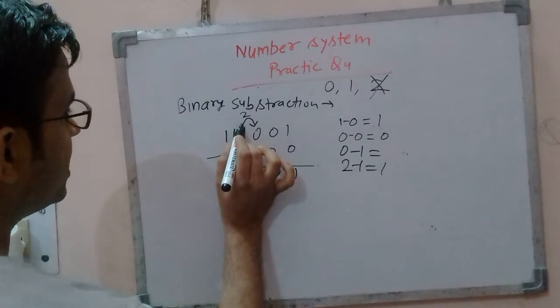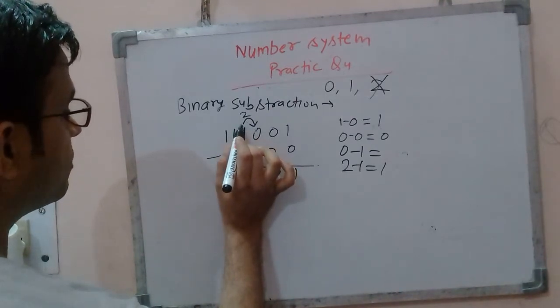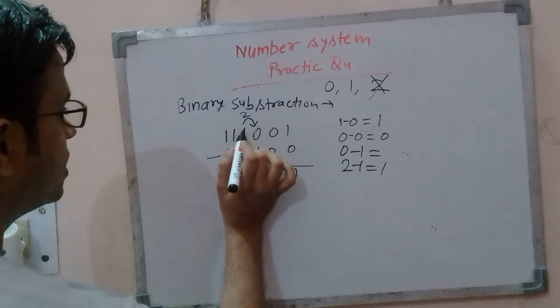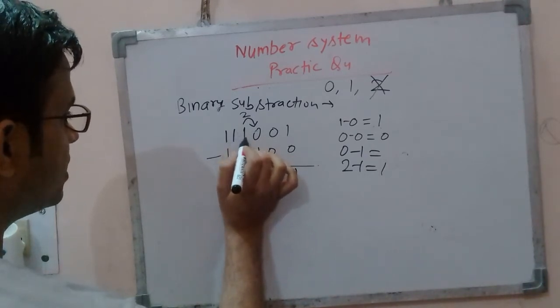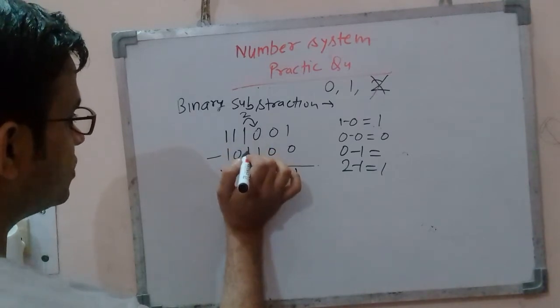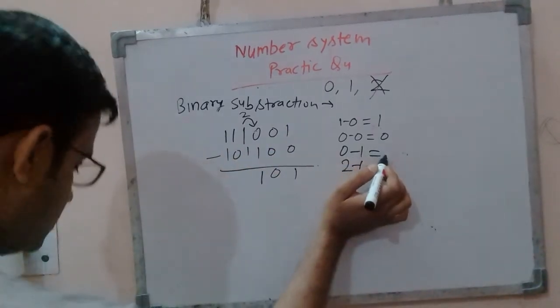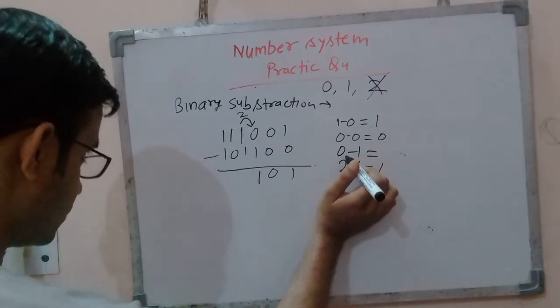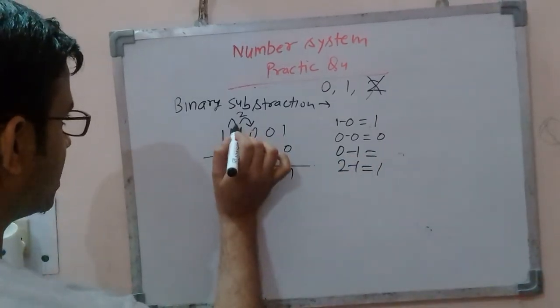Now when one borrow is being taken by this stage from this one. So now here what is remaining here? It is 0 now. So 0 minus 1, again 0 minus 1, 1 is large, 0 is small number. So that means again you have to take carry from the previous stage.